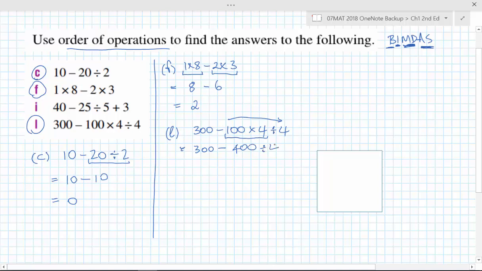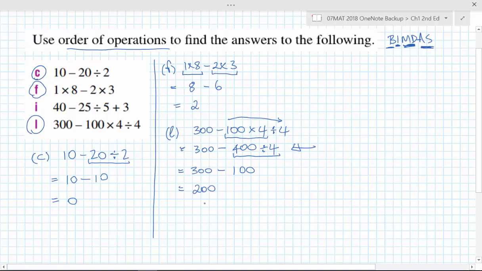Divided by 4. So now that I'm down on this line here, what do I now look at for this line? I break it down into lines and bits and pieces. I look at my division here. So I do that now. 300 take, what's 400 divided by 4? And then I end up with addition or subtraction. 300 take 100 is 200. Okay, and so that's my answer there.